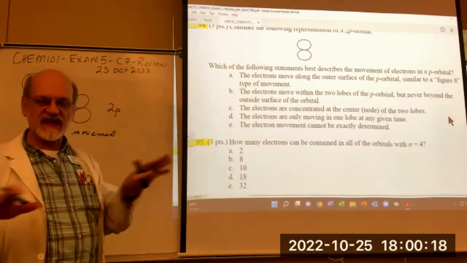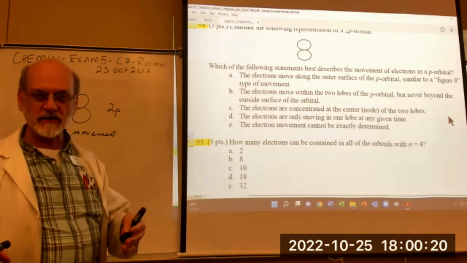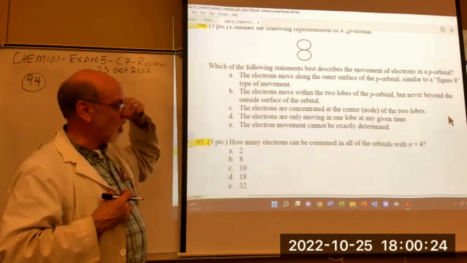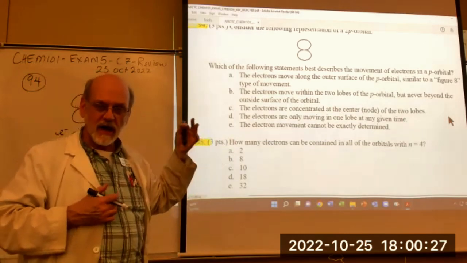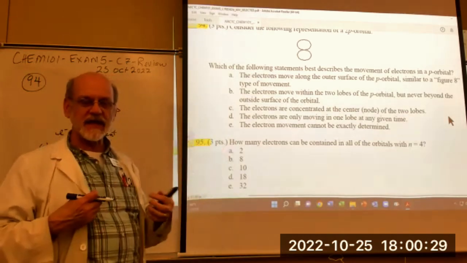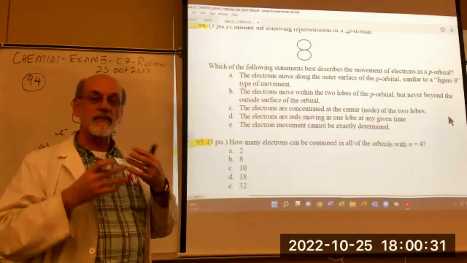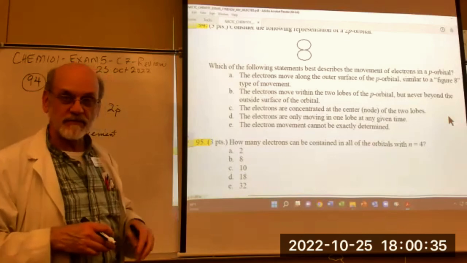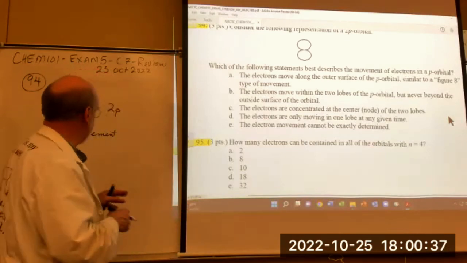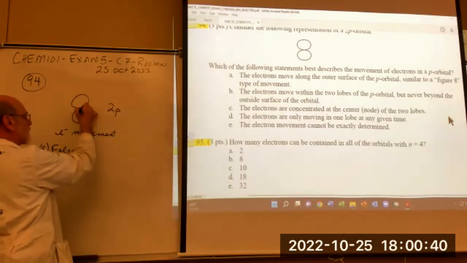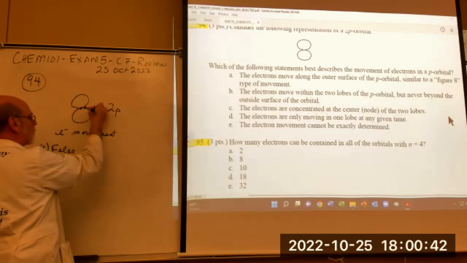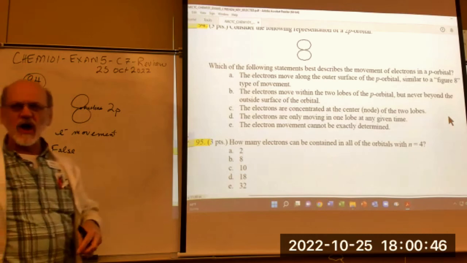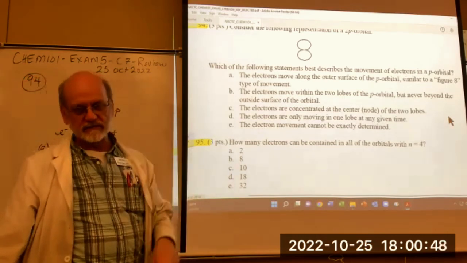Those orbitals say nothing about the movement of electrons. What are they? The artist's representation of an orbital simply is an expression of probability. That's where you would most likely find the electron, around the atom. And this is the nucleus right here. Okay. There's always a node at the nucleus.